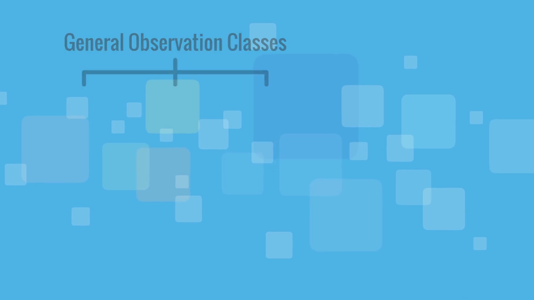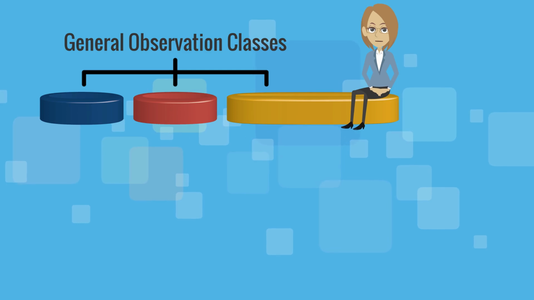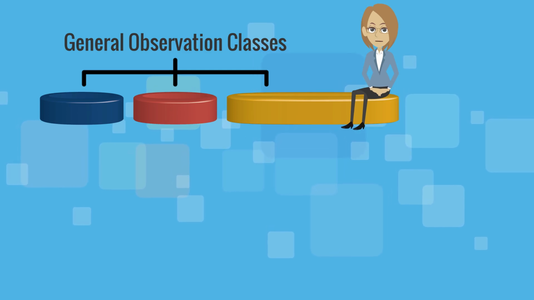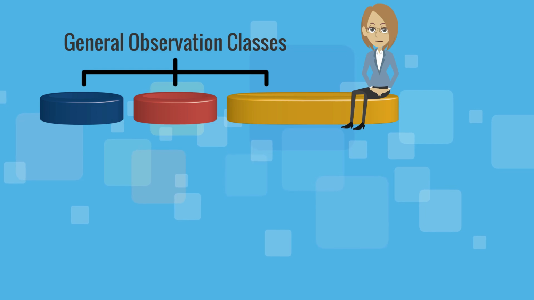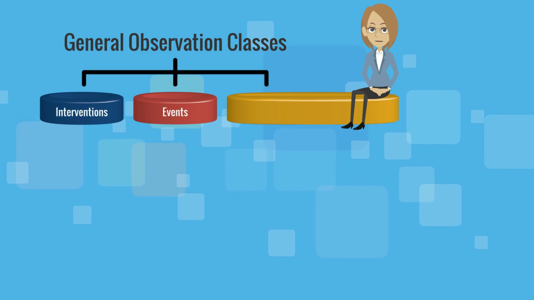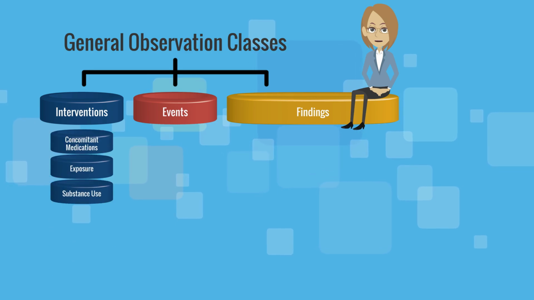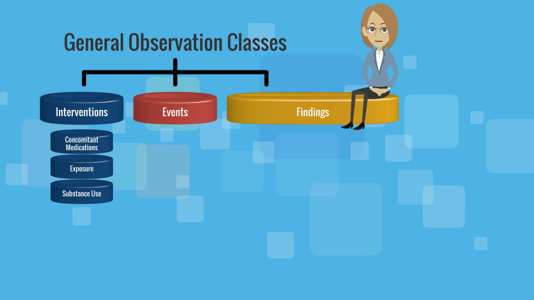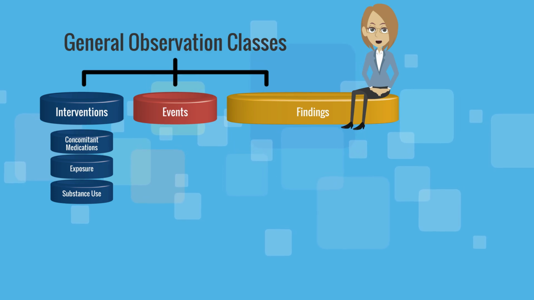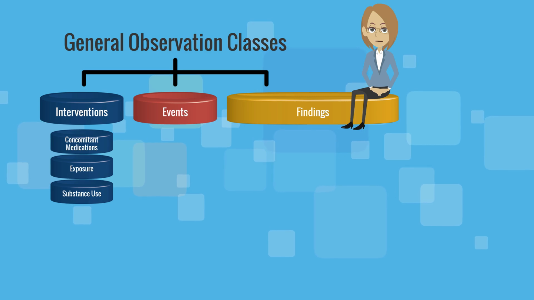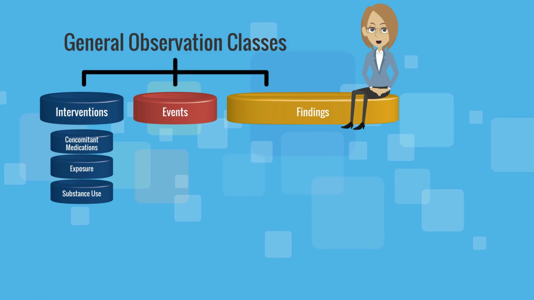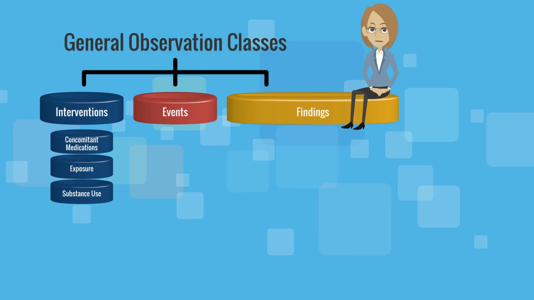The CDASH model organizes data into 3 general observation classes, plus some additional groupings. These observational classes are called interventions, events, and findings. Interventions are treatments that we give to the participant, or they take themselves, that usually have some kind of physiological effect. This effect may or may not be beneficial.